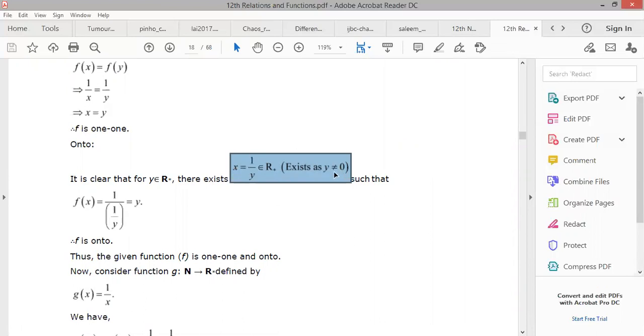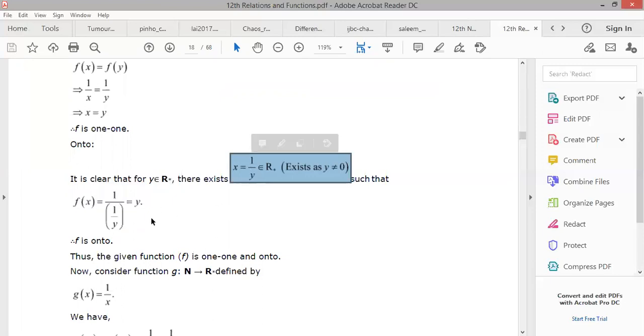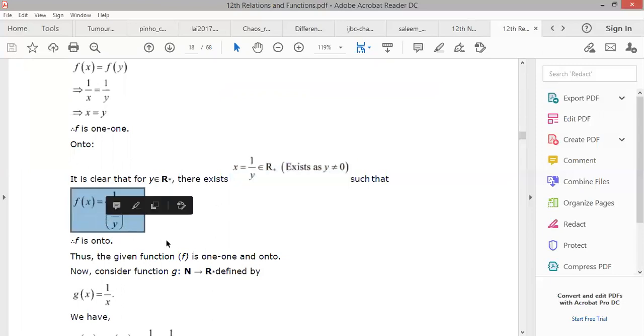It's clear that y is not equal to 0 because R star contains only non-zero real numbers, such that f of x is equal to, now we will take f of x. F of x is equal to 1 divided by x, by the definition. Instead of x, we will write 1 by y. So it is 1 by 1 by y. Taking the reciprocal, we get y. So f is onto. So it is 1-1 and onto. That's a bijective function.